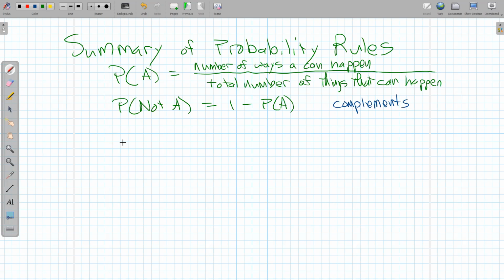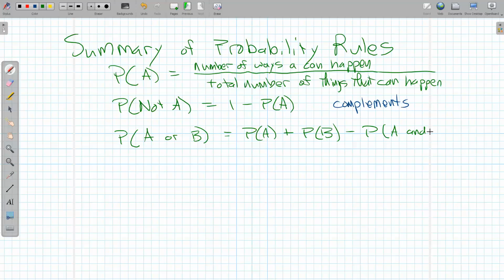And we have the addition rule: if we have two different events, event A or event B, that's the probability that A happens plus the probability that B happens minus the probability that they both happen. And again, sometimes this is 0, and that's what they call disjoint events, that A and B have nothing in common, and this is what they have in common. That's called the addition rule.